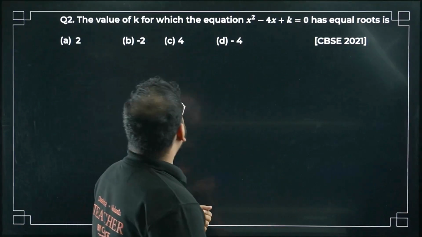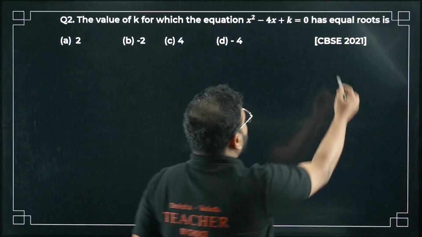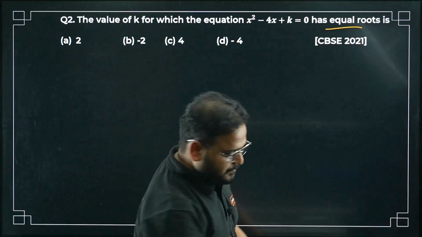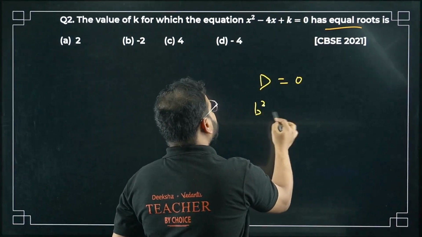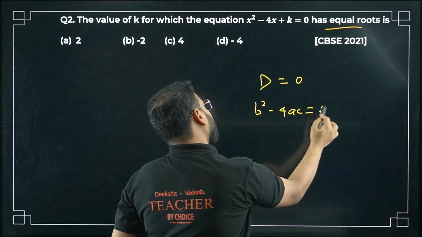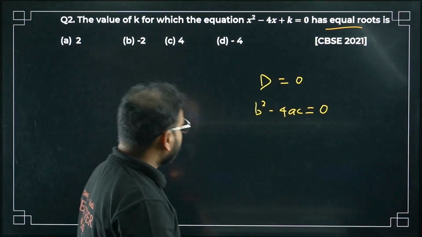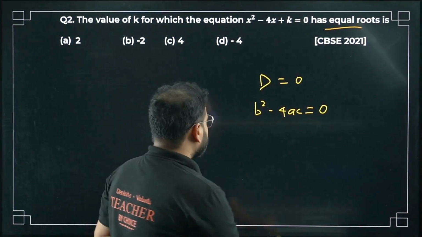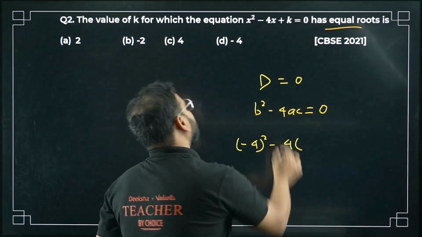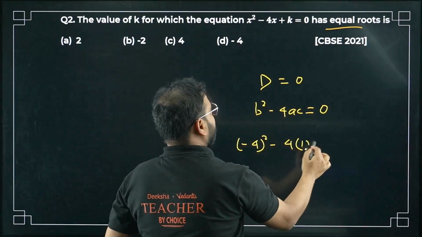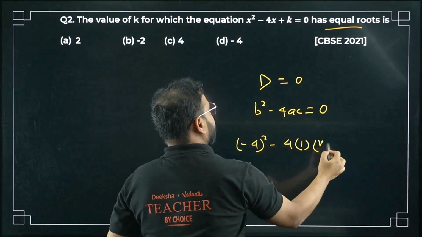What I have over here is equal roots, right? What is the condition for that? The D value has to be equal to 0. What is the D value? B square minus 4ac has to be equal to 0. What is the B value? Minus 4, the whole square, minus 4 times the A value, which is the coefficient of x square, 1. The C value is simply k.